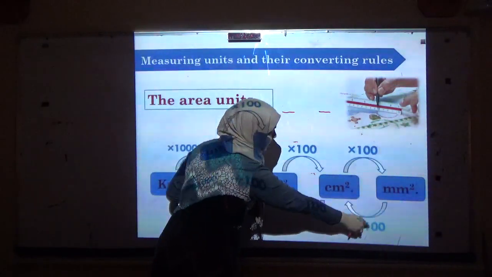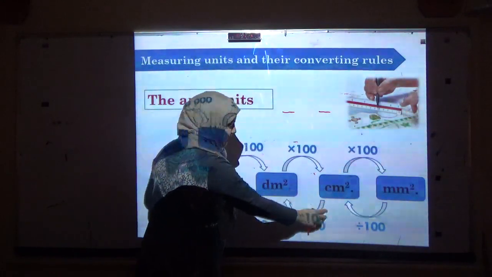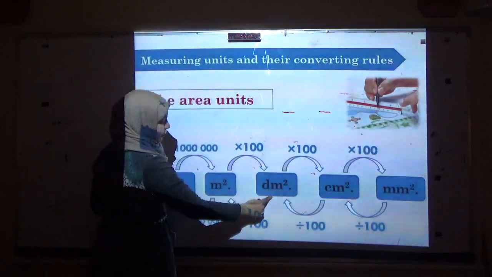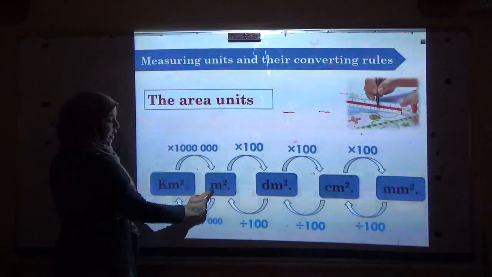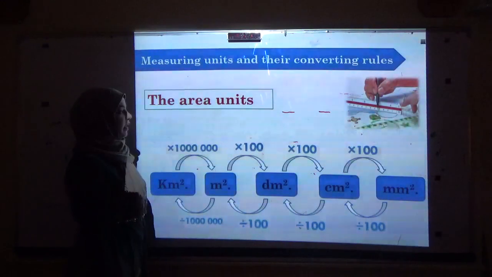From millimeter squared to centimeter squared, divide by 100. From centimeter squared to decimeter squared, divide by 100. From decimeter squared to meter squared, divide by 100. From meter squared to kilometer squared, divide by 1 million.